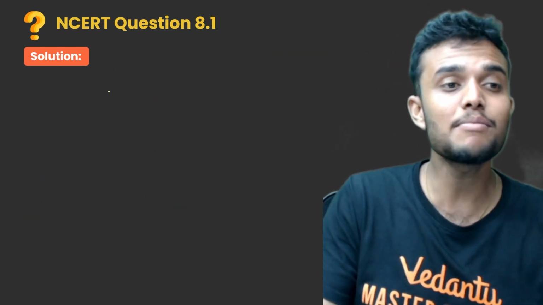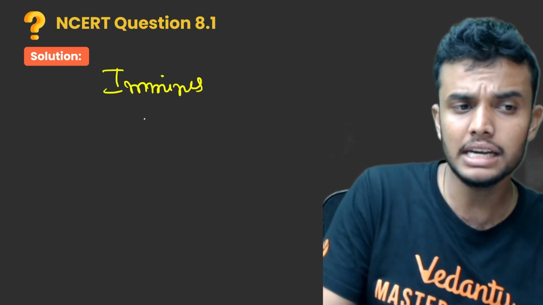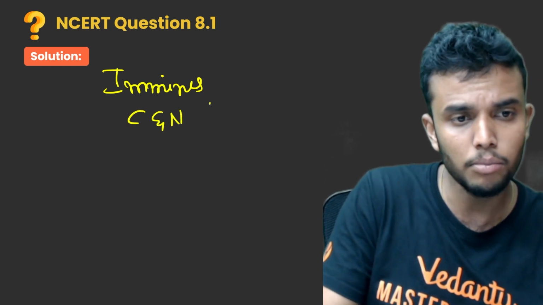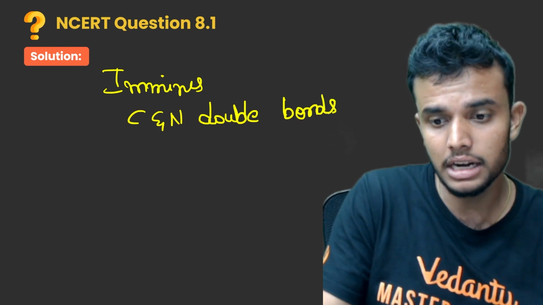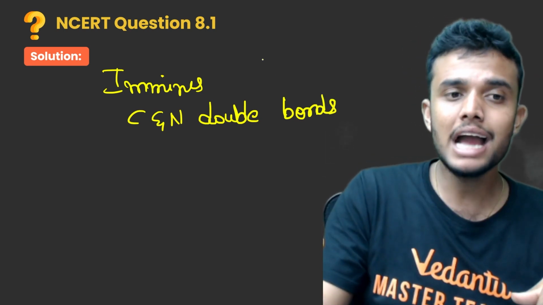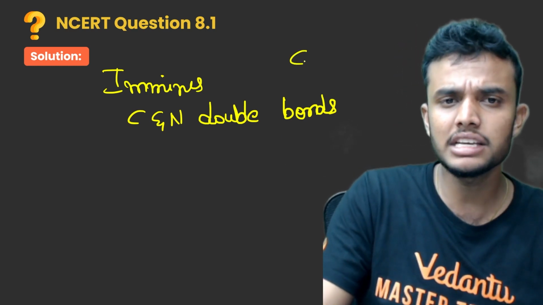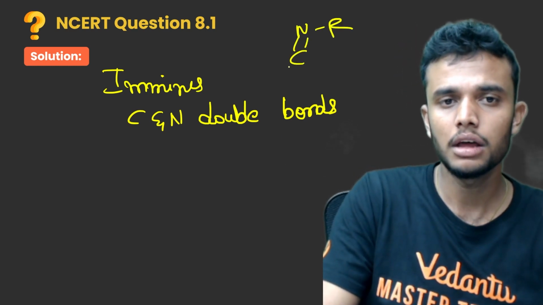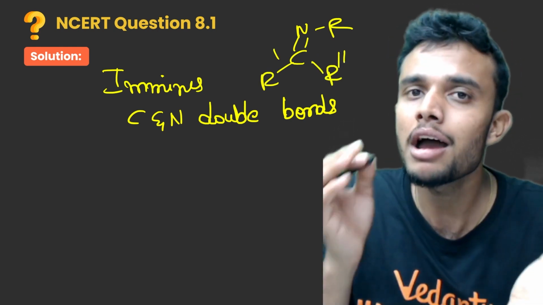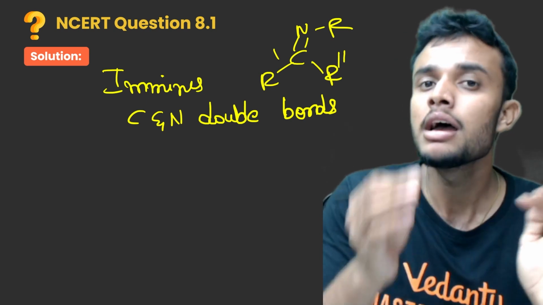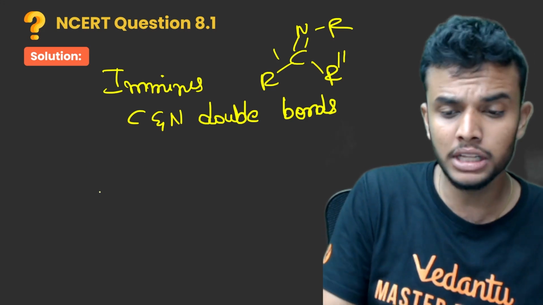The next one is imines. Imines are very simple, students. Imines are organic compounds containing carbon and nitrogen double bonds. Before moving to the reaction part, let's discuss the structure. The structure of imines is R' R'' C=N R. The R group may be alkyl or otherwise aryl. Okay, students, let's move on to the reaction part.